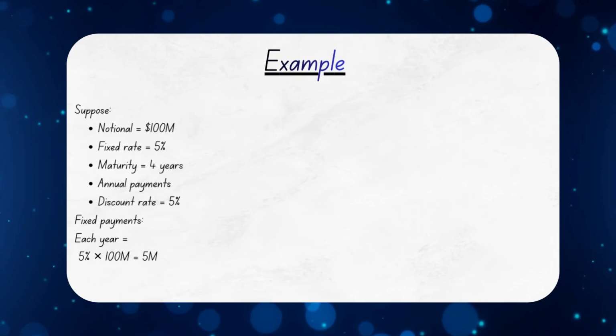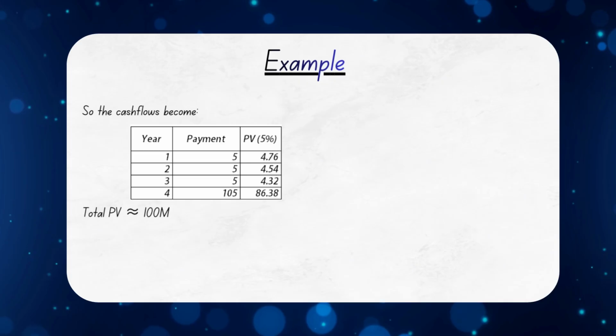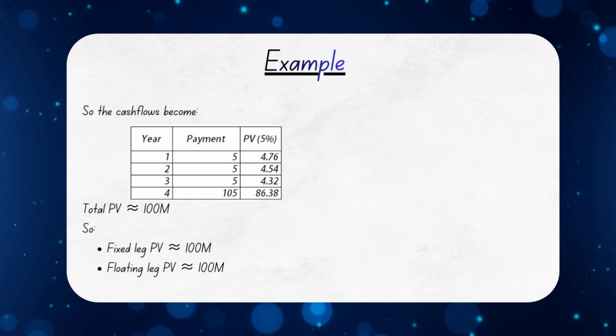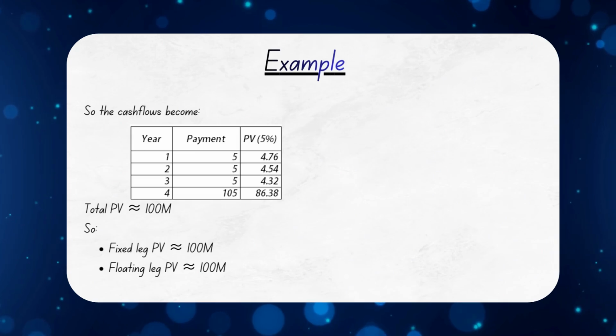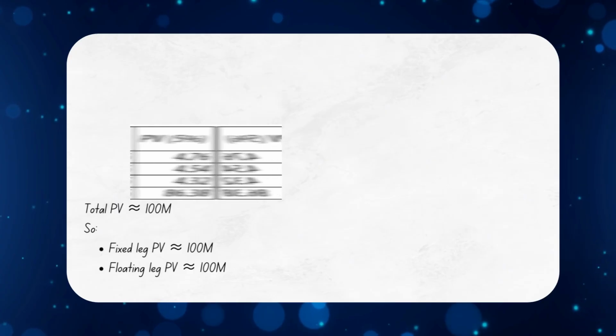Now we discount each payment back to today. Year 1 becomes 4.76, year 2 becomes 4.54, year 3 becomes 4.32. In the last year, we receive 105 including principal, giving 86.38. Adding everything gives us roughly 100 million, so both fixed and floating legs are near par.